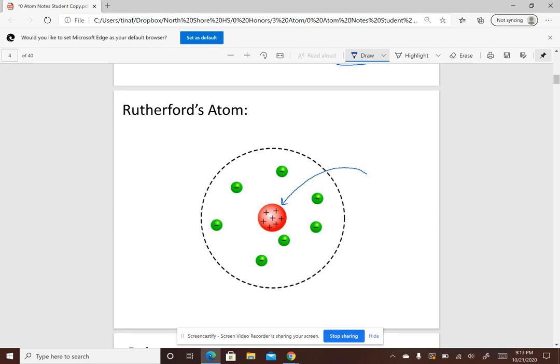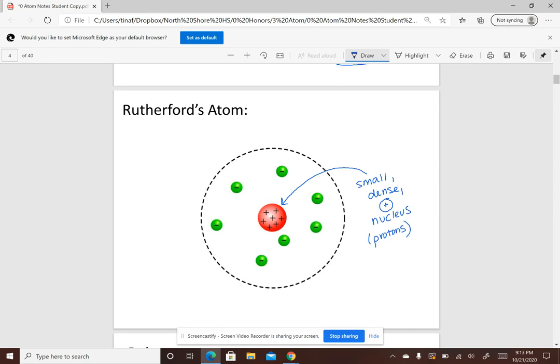So Rutherford basically discovered the nucleus of the atom. He knew that it was small, he knew that it was dense, he knew that it was positive, and he called it a nucleus. So basically, he discovered protons, which is the second subatomic particle.